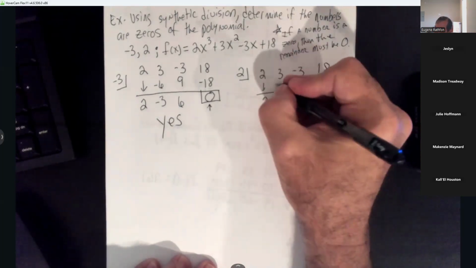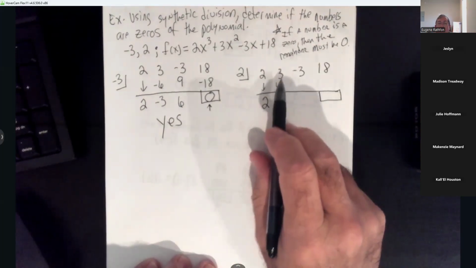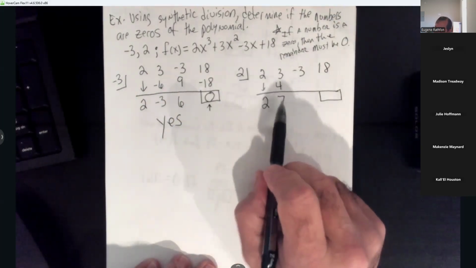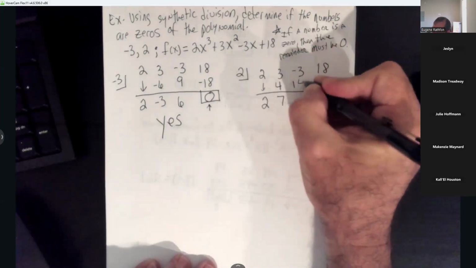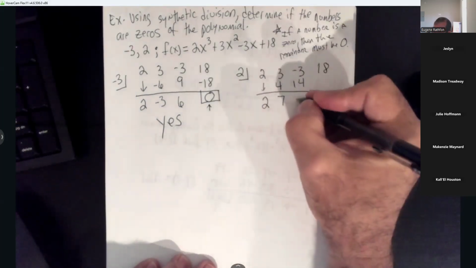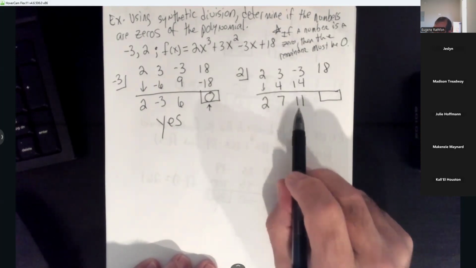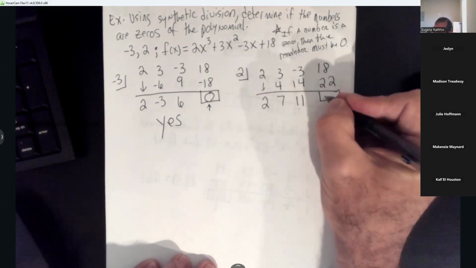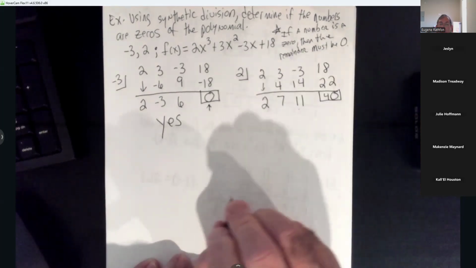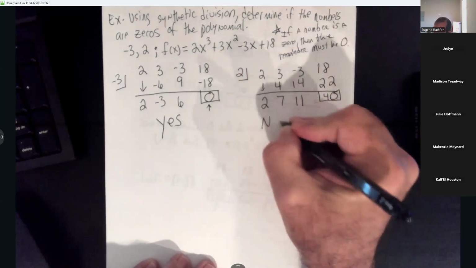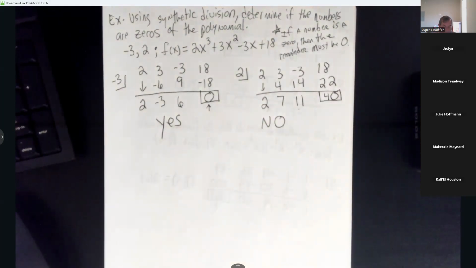2 times 2 is 4. 3 plus 4 is 7. 7 times 2 is 14. Oh, what's that? 14 and -3 gives me 11. And look here. 11 times 2 is 22. Well, if you add 18 and 22, you get 40. So since I didn't get a 0 here, that means 2 is not a 0 of that polynomial.